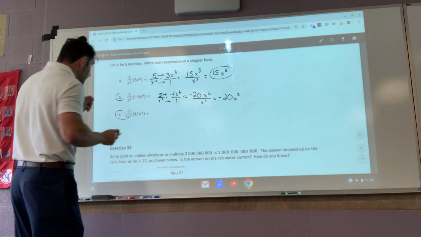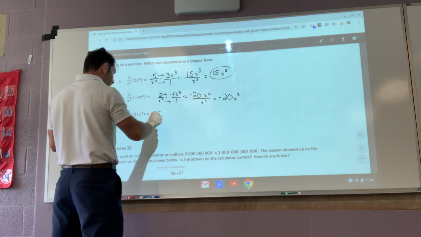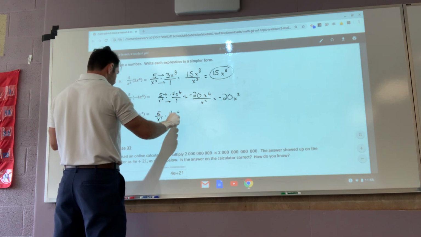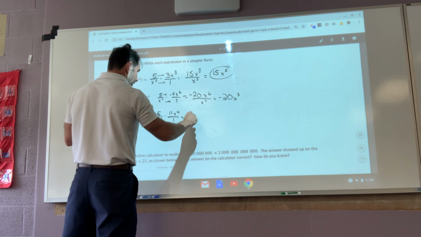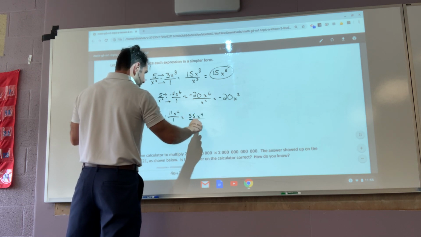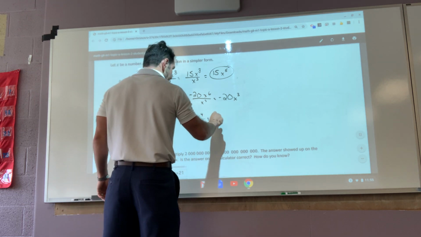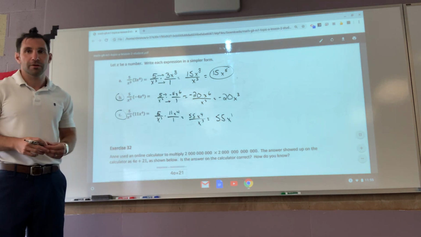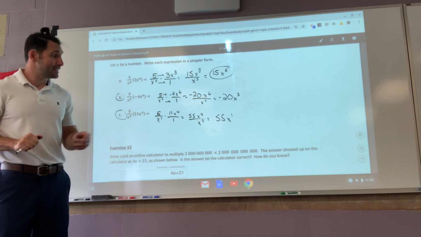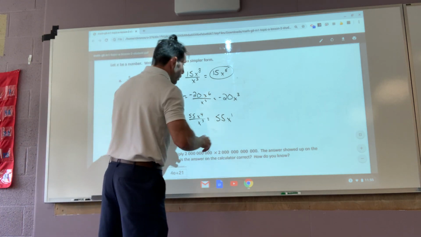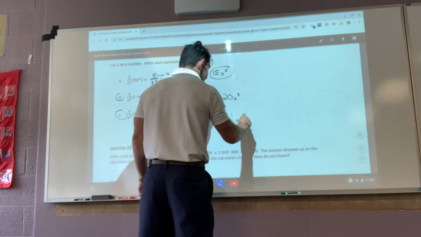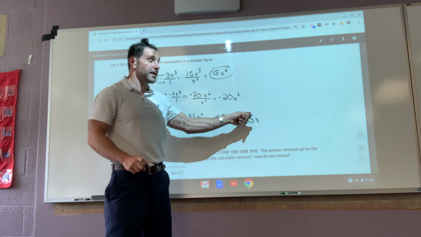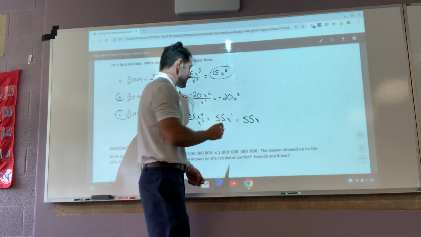Last but not least, 5 divided by x to the third, multiplied by 11x to the fourth over 1. 55 x to the fourth over x to the third. That leaves me 55 x to the first. Do I need to have that 1 there? No. One of the keys, and this is why I like this problem, one of the keys to exponents is every term has an exponent. 55 is 55 to the first power. X is x to the first power.